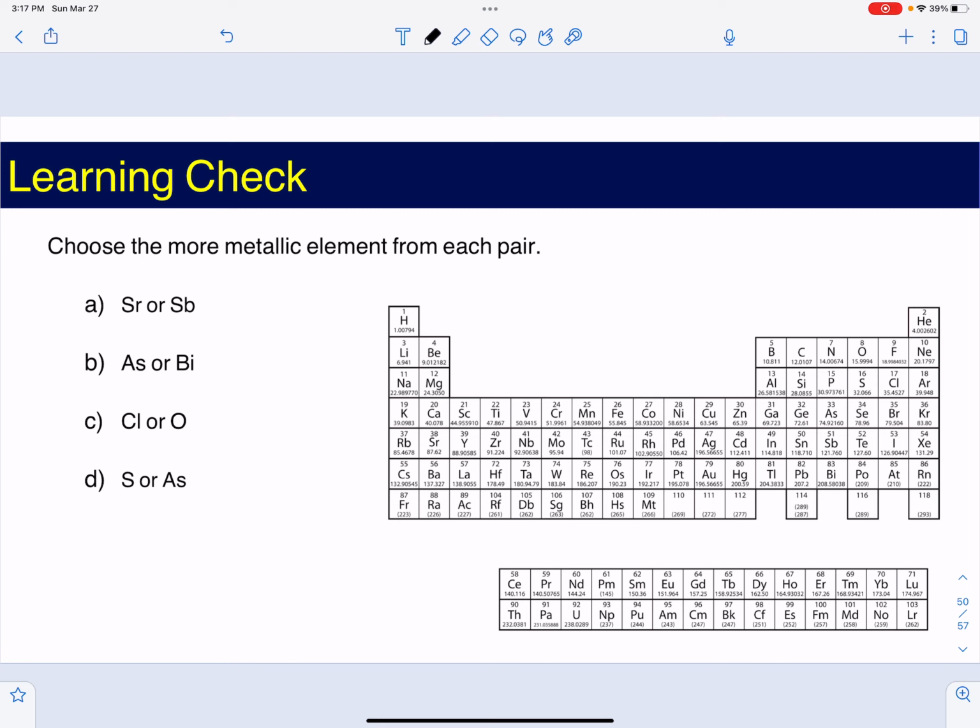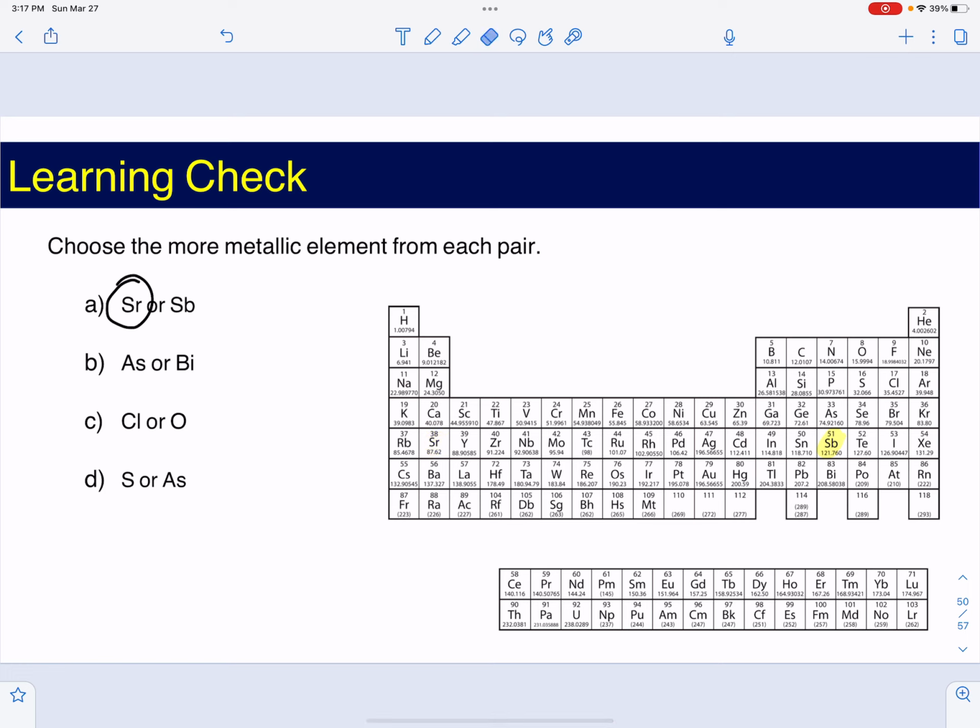And what about metallic character? Between strontium, which is a metal, and antimony. Strontium is more to the left. That's where the metals are. So strontium is the more metallic.